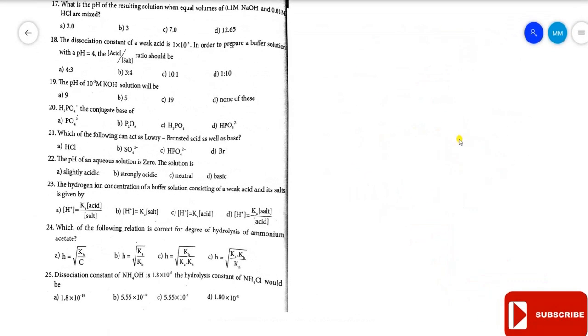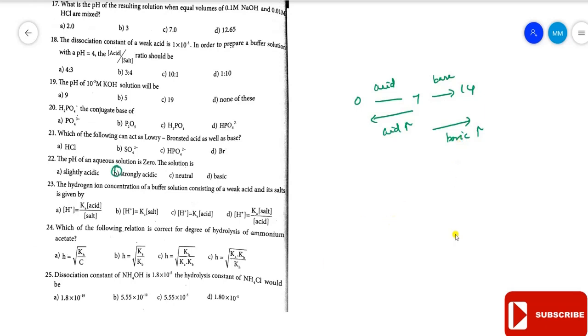Question number 22. The pH of an aqueous solution is 0. The solution is. The pH value ranges from 0 to 14. 0 to 7 is acidic and 7 to 14 is basic. Here the basic strength increases, and from 7 down to 0 the acid strength increases. So the pH of the solution is 0, and the solution is strongly acidic.